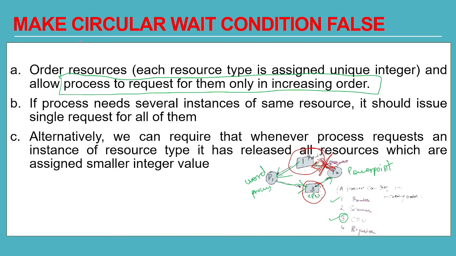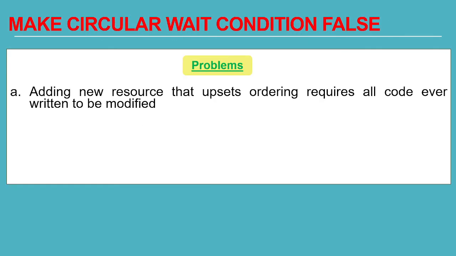So you have to make the circular wait condition false like this, and only then can you prevent a deadlock. Now what is the problem with this? Adding a new resource that upsets the ordering requires all code ever written to be modified. You cannot always request the resources in order. This is also not practically possible, because after taking the CPU you might need the printer, and the printer is resource number 1 and the CPU is resource number 3. According to this condition, you cannot acquire resource number 1, the printer, again, which is not practically possible.